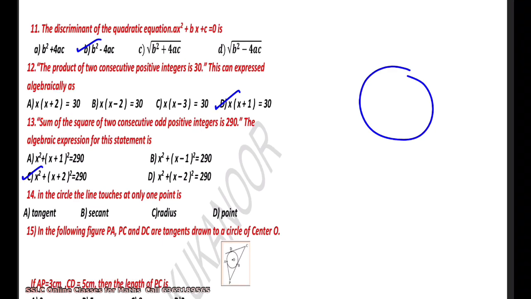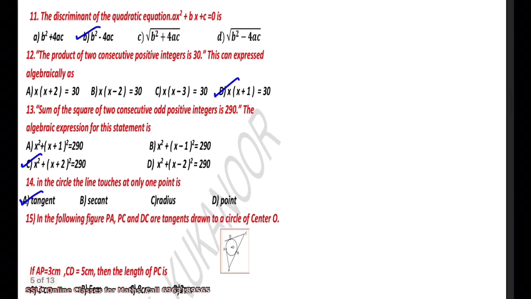If a tangent is touching it, it will touch at one point, it won't come like this. So hence, in the circle, the line that touches at only one point, we can say it is a tangent, right?